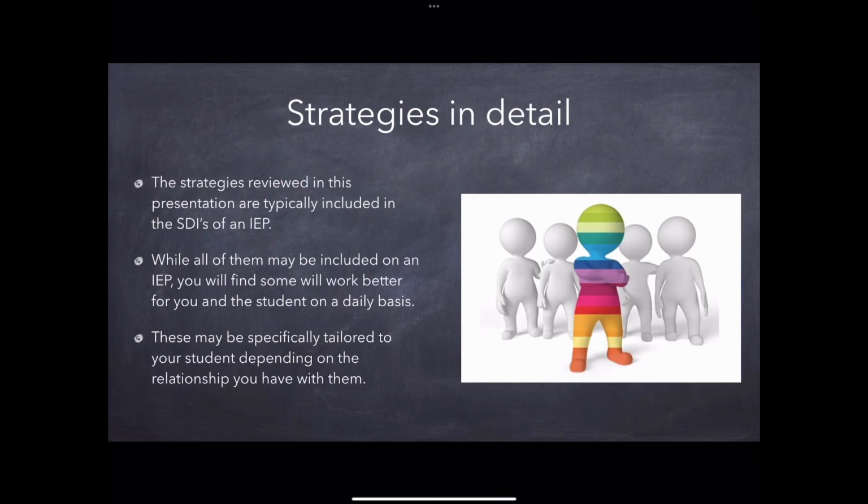I'm going to provide a little bit more detail of these strategies in the next few slides. Most of these strategies are included on the IEP, but you might find that some of these strategies work better with your student than others.